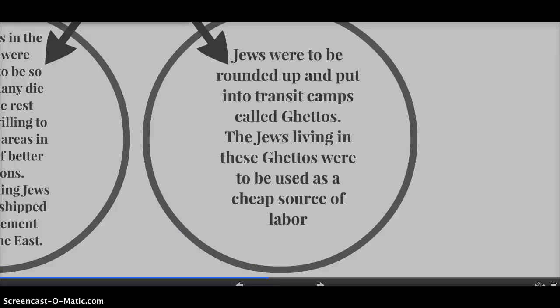So Jews were rounded up and put into transit camps called ghettos, and the Jews that were living in the ghettos were to be used as a cheap source of labor. Sometimes they would build more ghettos or do any kind of work that the Nazis wanted them to. They were essentially enslaved to them.